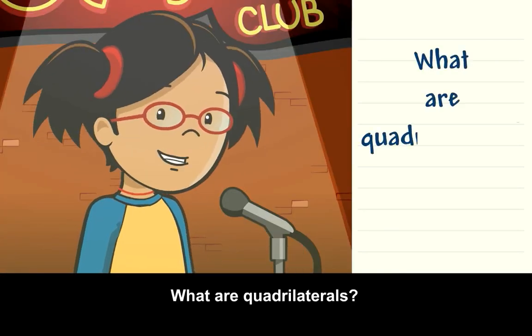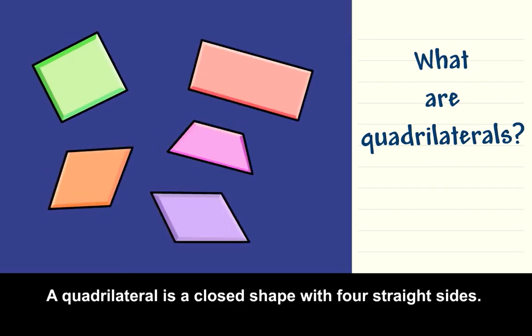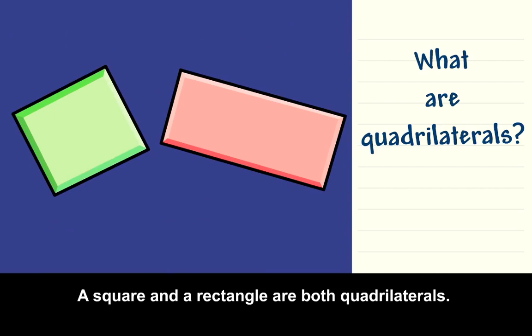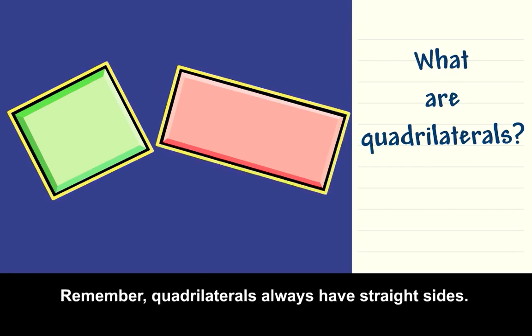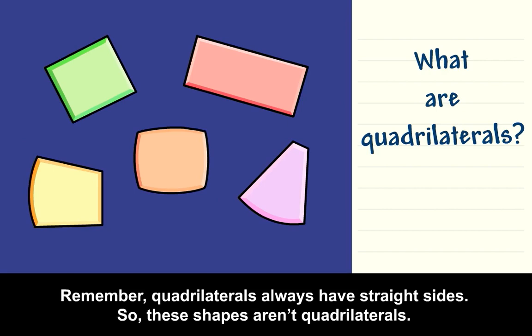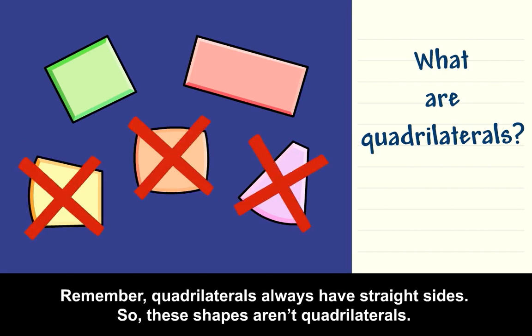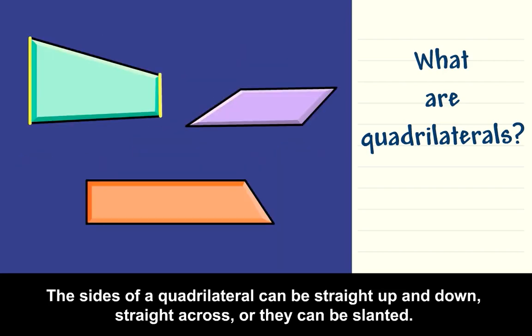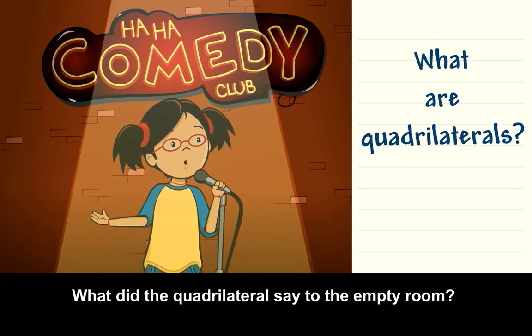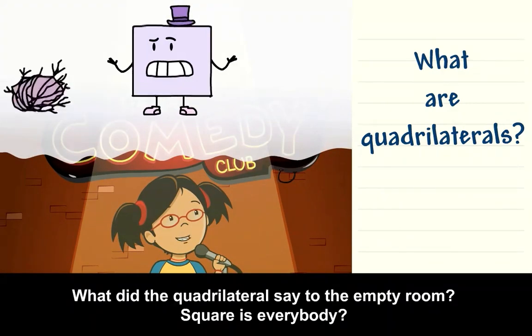What are quadrilaterals? A quadrilateral is a closed shape with 4 straight sides. Right, Moby. A square and a rectangle are both quadrilaterals. Both shapes have 4 sides. Remember, quadrilaterals always have straight sides. So, these shapes aren't quadrilaterals. The sides of a quadrilateral can be straight up and down, straight across, or they can be slanted. What did the quadrilateral say to the empty room? Square is everybody.